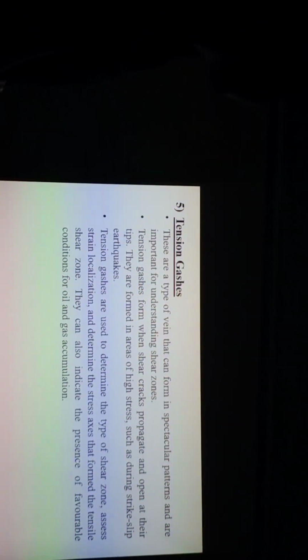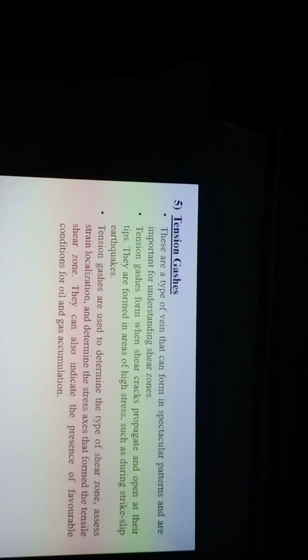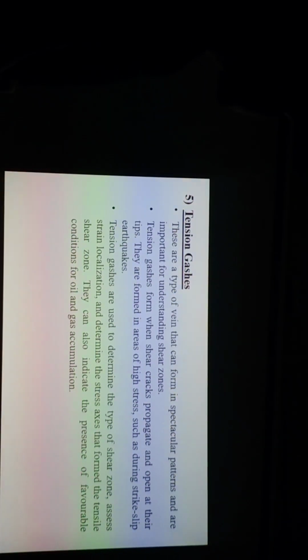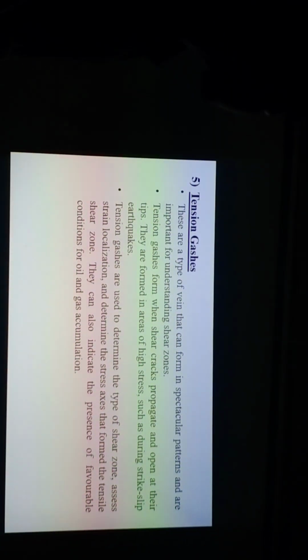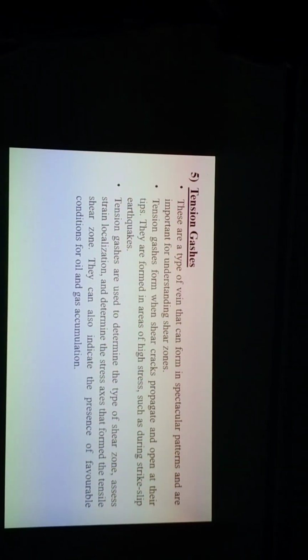And in this diagram, the yellow zone marks the tension gashes. Basically, tension gashes are in the shearing zones. Tension gashes form when shear cracks propagate and open at their tips. They are formed in areas of stress such as during strike-slip earthquakes. Tension gashes are used to determine the type of shear zones, assess strain localization, and determine the stress axis that forms the tensile shear zone. They can also indicate the presence of favorable conditions for oil and gas accumulation.